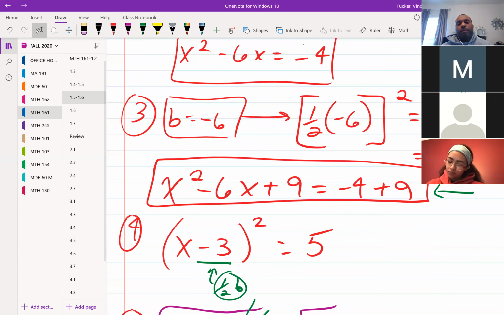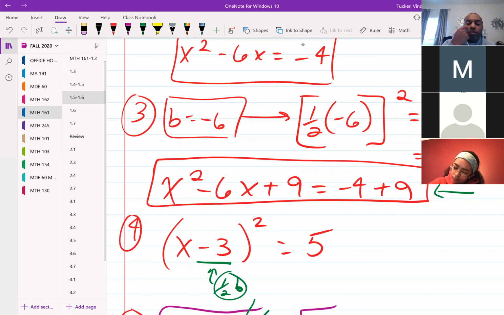Step 4 is to factor that perfect square trinomial on the left and then simplify what's on the right. So if you ever have trouble with your factoring, we're talking about this right here, whatever half your b term was is what goes there. So notice half of negative 6 was negative 3. So that's why we have x minus 3 right here. So that's how it always works.